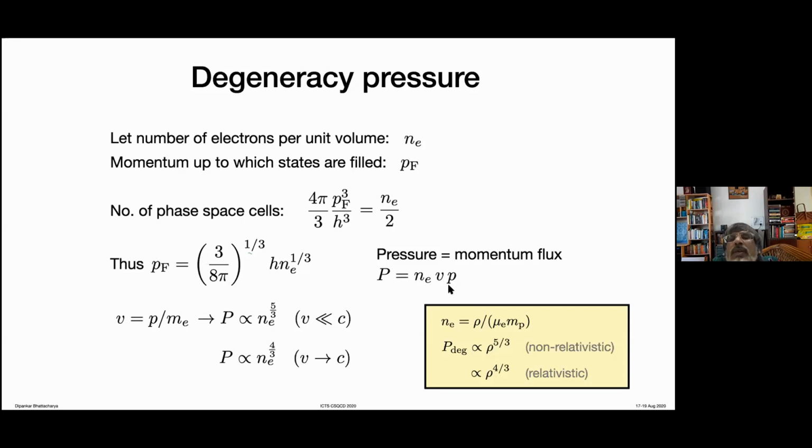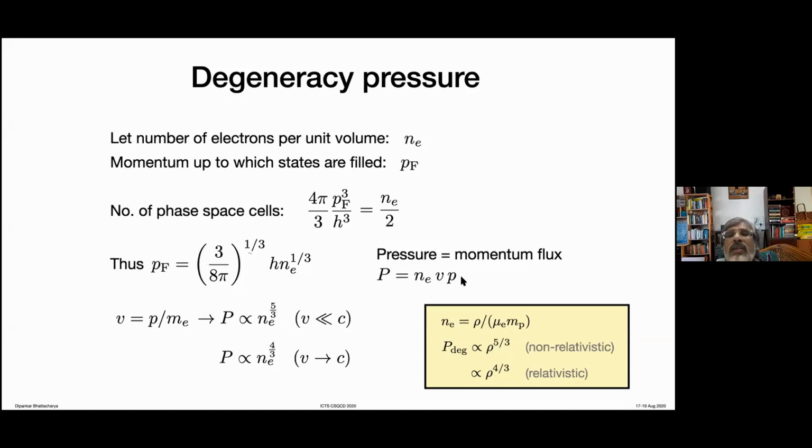So any times V, each of them carrying a momentum P. So the pressure is simply a product of the number density times average velocity times P. Now, if all this motion is non-relativistic, then we can write V being equal to the momentum divided by the mass, P by me. And then, the momentum being proportional to Ne to the power of 1/3, we will get pressure being proportional to Ne to the power of 5/3.